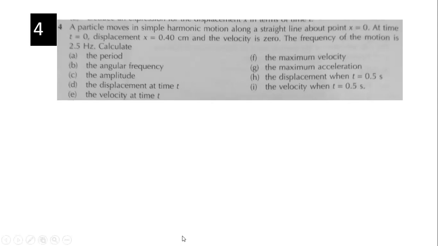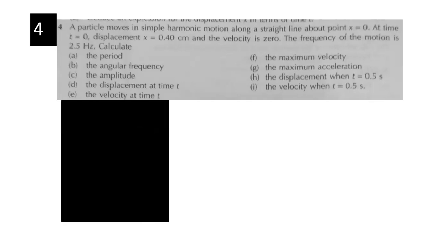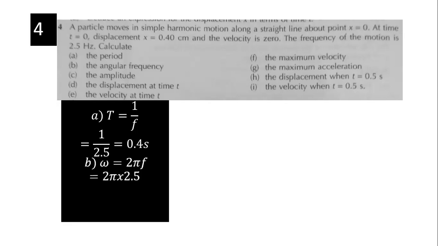Okay. How to calculate period? Yep. How do you calculate period? Period. T equals to 1 over frequency. Okay. Calculate that. Good. And how to calculate angular frequency? Omega equals to 2 pi over T. Okay. Or 2 pi f. 2 pi over 0.4. Multiply it out. What is the amplitude?